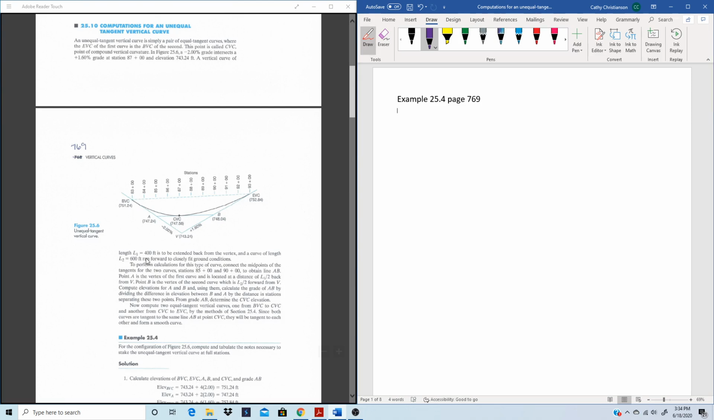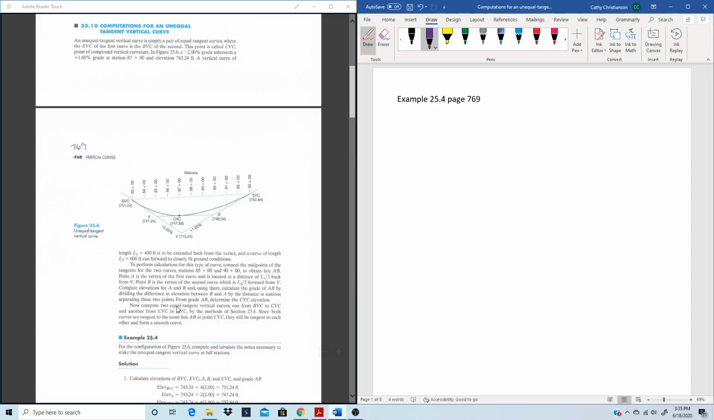Alright, so L1 is 400, which is 4 stations, and L2 was 600. And it wants us to figure out A, and A is always going to be halfway between what they call our V and beginning vertical curve. So in other words, that would be 2 stations because this is 400 feet. And then this curve, or this line from V to the end vertical curve, is 600. So this B would be at 8,700 plus 300, which is 90. So that's where the stations come from.